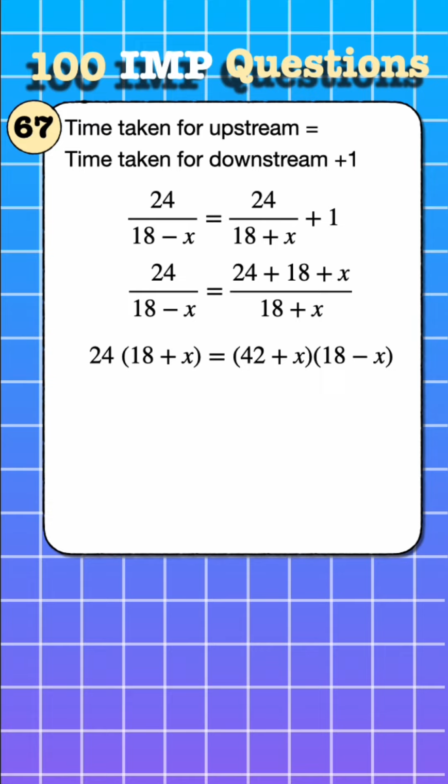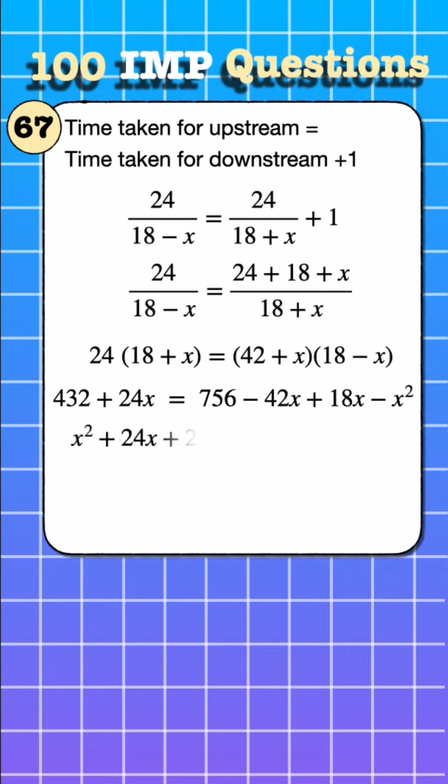Again simplify. On the left hand side we'll get 24 into 18, that's 432 plus 24x. On the right hand side we will get 42 into 18, that's 756 minus 42x, then plus 18x and minus x square. Then we'll transfer all the terms to the left hand side. That will give you x square plus 24x plus 24x, then plus 432 and minus 756 equal to 0. So that will give you x square plus 48x minus 324 equal to 0.